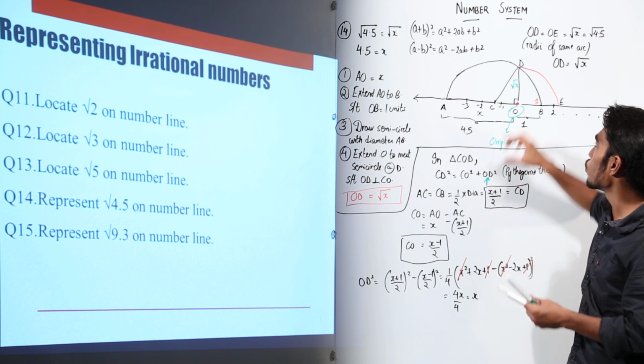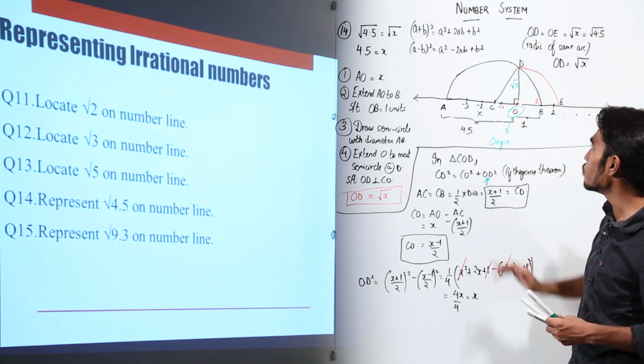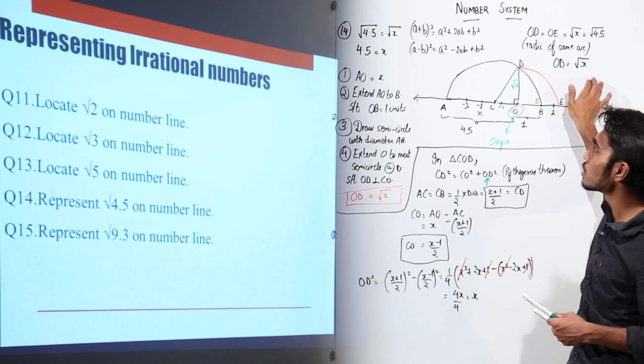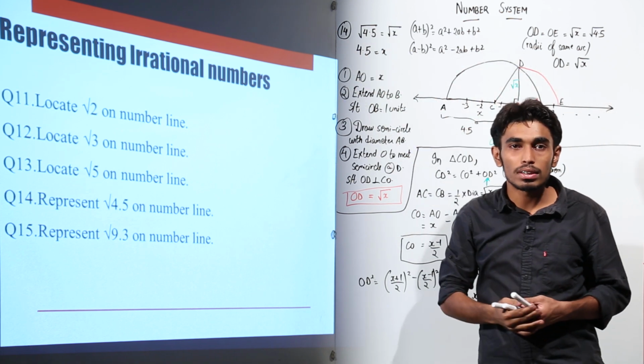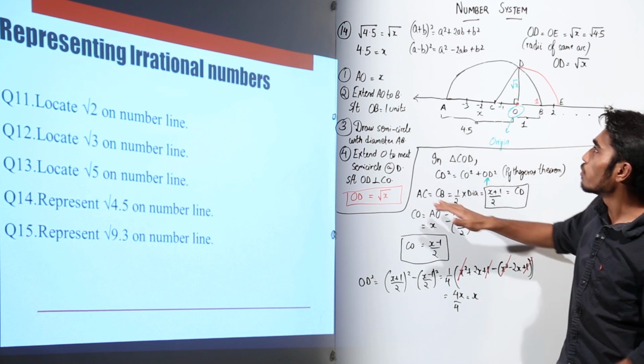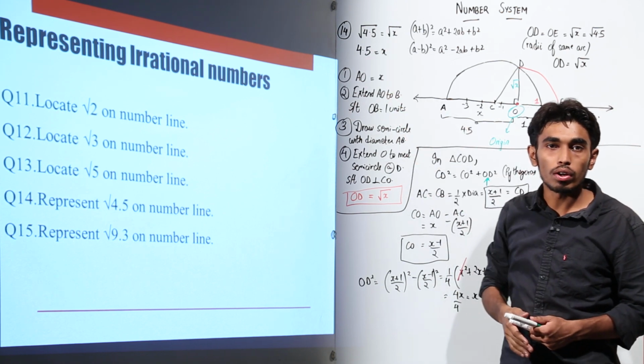So that is what we needed to find out, right? We have proved that the length of OD is equal to root x, and root x is the length that we need to plot on the number line. So this was the proof, and we have plotted root 4.5 on the number line.